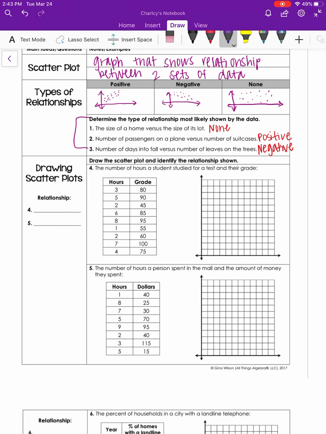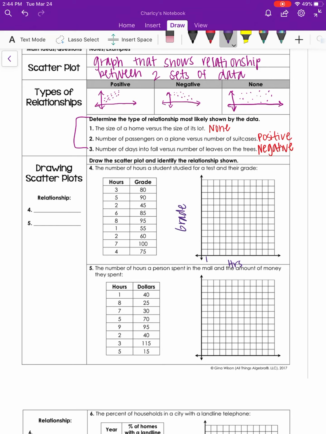And remember, it's just dots on a plot. We're not trying to make a straight line. So this scatter plot in this first problem is telling me the number of hours a student studied for a test and their grade, okay? So I'm just going to label my graph. I'm going to put their grade over here, and the hours they studied over here, okay? So the hours are on my x-axis, all right?